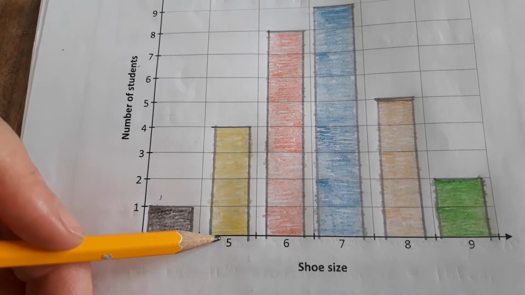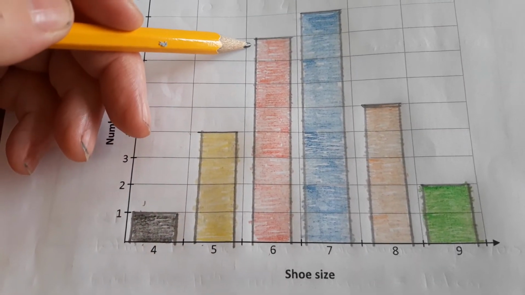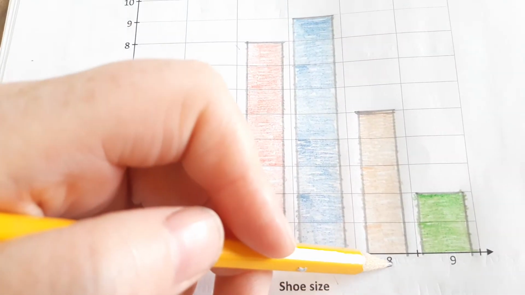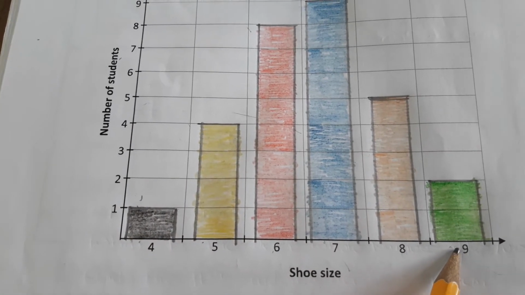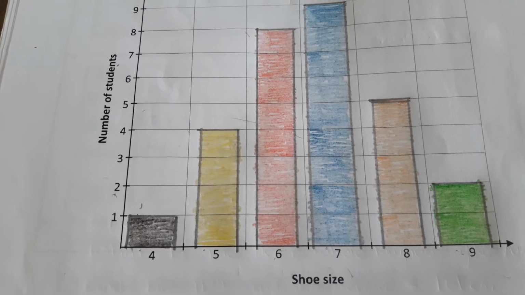Shoe size 5 is 4 students. Shoe size 6 is 8 students. Shoe size 7 is 9 students. And shoe size 8 is 5 students. And shoe size 9 is 2 students. And that's how you draw your bar chart.